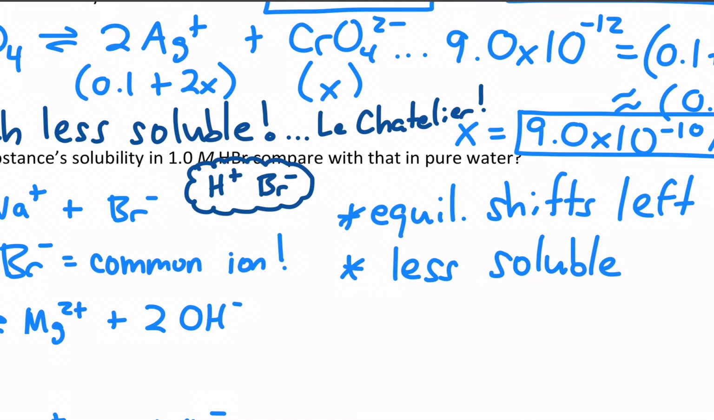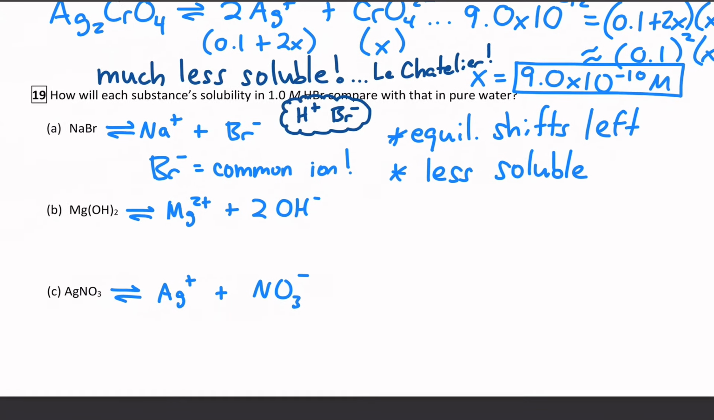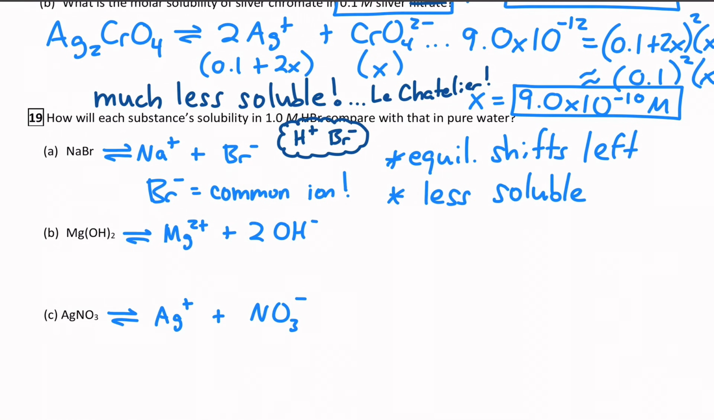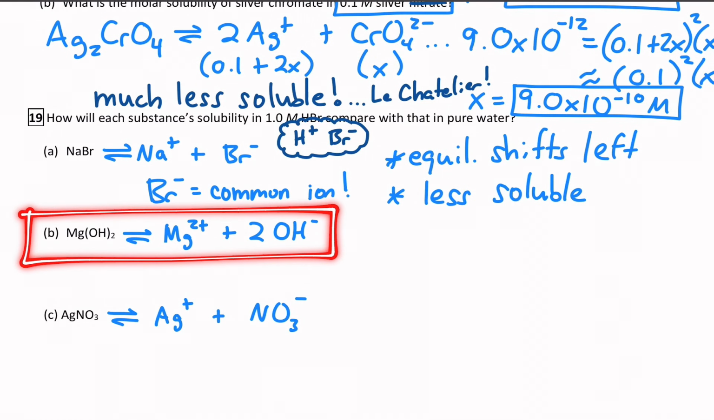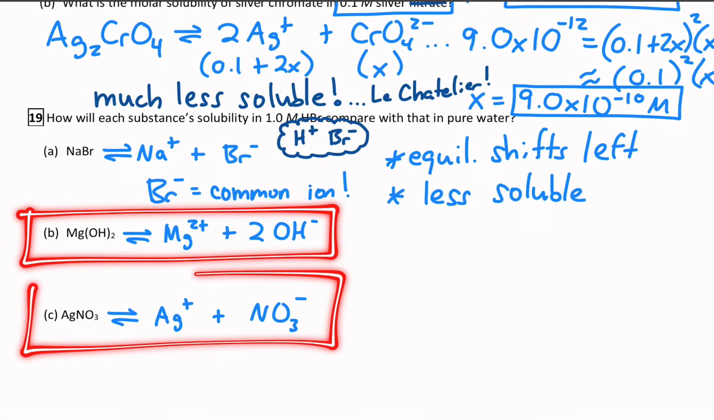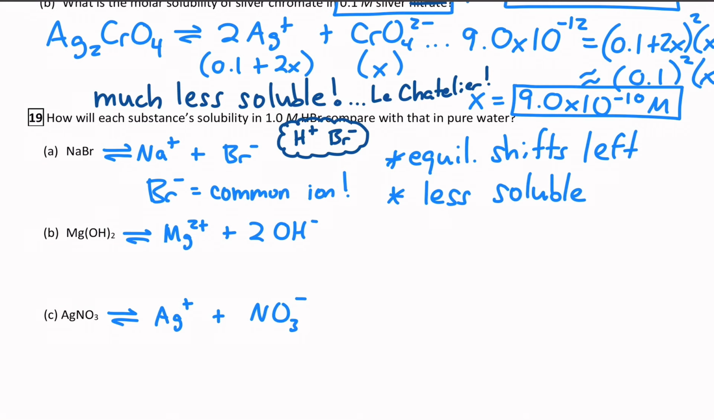So what I'd like you to do is hit pause and simply look at the last two. How is HBr going to affect that equilibria and that equilibria? Thinking about Le Chatelier's principle each time.